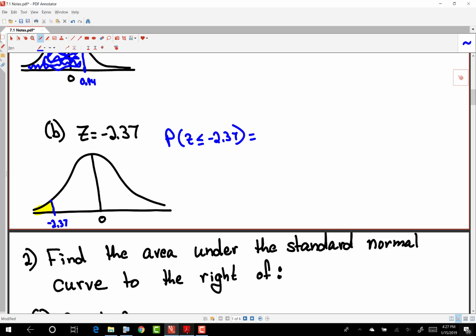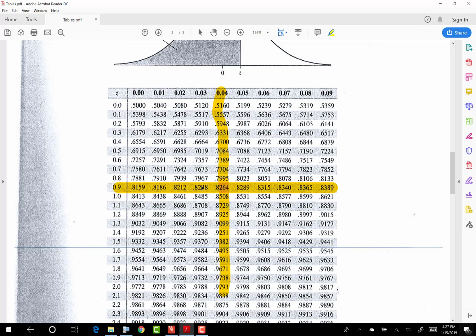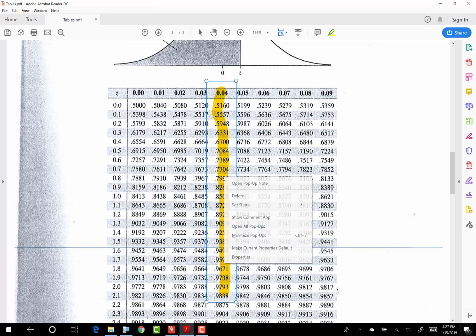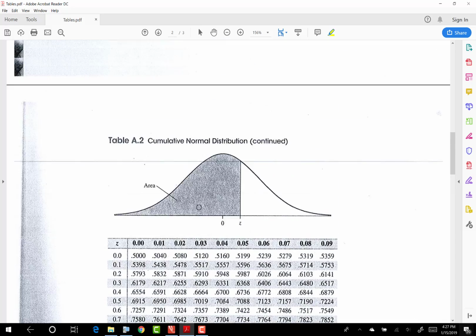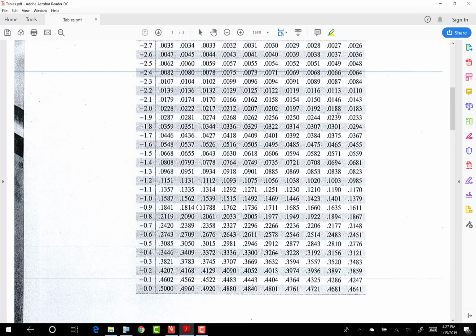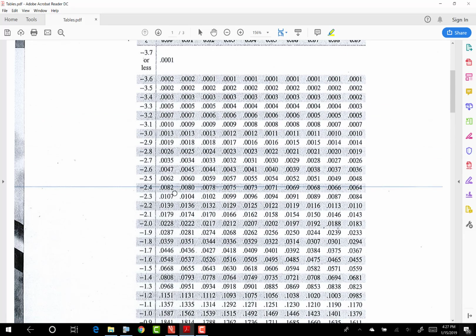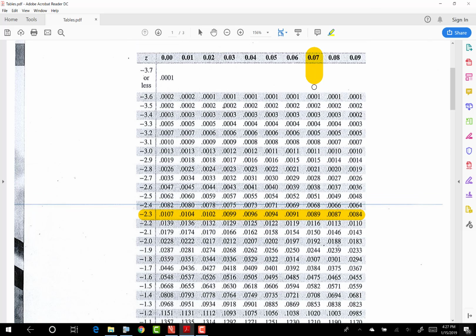So I'm going to go back to my standard normal curve. Let me delete what I did here. And we're looking at negative 2.37. So I need to go back to the first page, which is where the negative z-scores are. And in the first column, we're going to go down to negative 2.3, which is right here. And then the hundredths place is 0.07 because it's negative 2.37. So this will be our hundredths place. Whoops, went crooked there. So where they overlap is that area. So it's 0.0089.